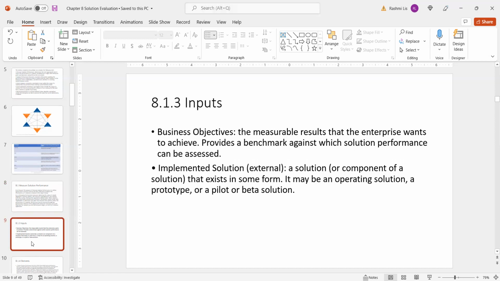The inputs to this task are business objectives, the measurable results that the enterprise wants to achieve, and the implemented solution, a solution or component of a solution that exists in some form. It may be an operating solution, a prototype, or pilot, or beta solution. Back to the website example, you may have to build a brand new website. You could leverage your pilot to determine your performance measures.